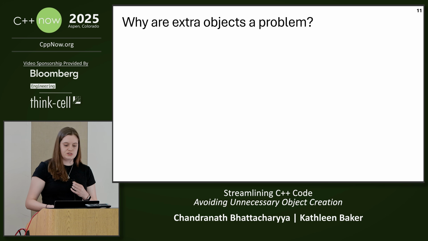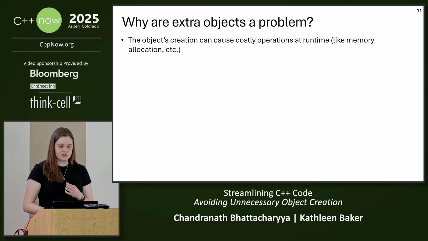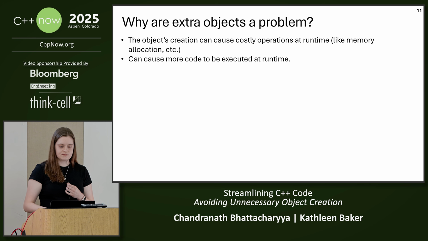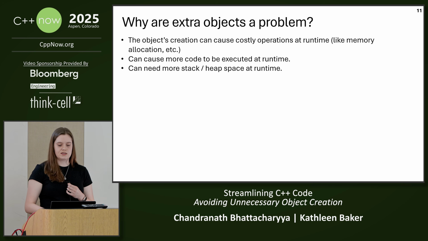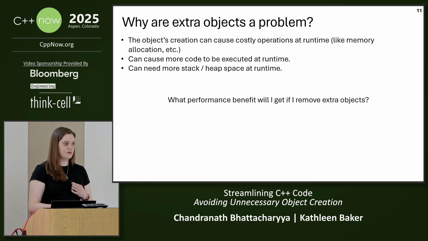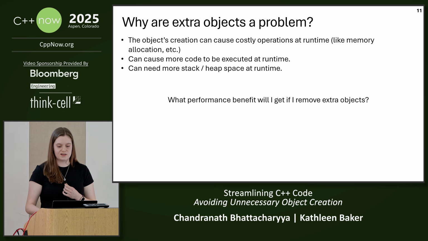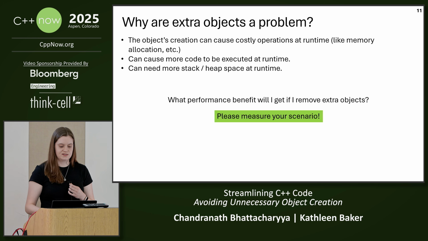To summarize, extra objects are a problem because the object's creation can cause costly operations at runtime, like memory allocation. They can cause more code to be executed at runtime, and they can need more stack and heap space at runtime. So you might be wondering how much performance benefit you'll get if you remove all temporary objects. And our answer is, please measure your own scenario. It can really vary based on your code and what you're trying to optimize for.